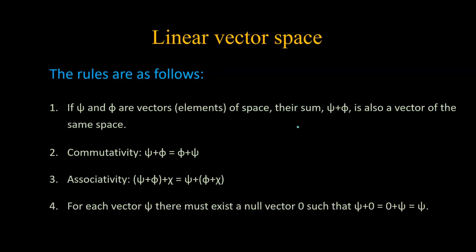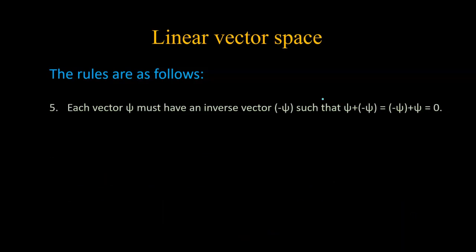And then comes the null vector. This is an additive null vector. That means there must exist a null vector O such that psi plus O is equal to psi, or O plus psi is equal to psi, because this follows commutativity of addition. Now the fifth one states that there must always be an inverse vector. That means for a vector psi, there must be an inverse vector minus psi inside that space. Only then can you call it a linear vector space.